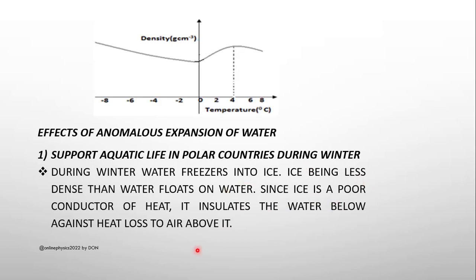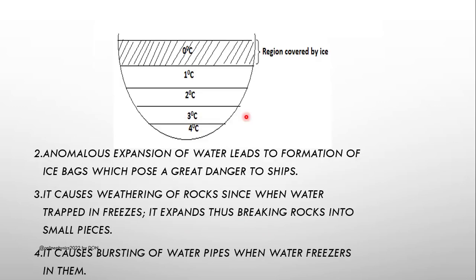So this insulating property of ice ensures that the aquatic life like fish and other submarine animals and creatures living there are able to survive below because temperature is not lost. Moving on, that is the figure to explain: this is ice at 0 degrees. Below it, we have temperature at 4 degrees. It's not lost because ice is a poor conductor. It insulates. Then anomalous expansion of water leads to formation of icebergs, which pose a great danger to ships.